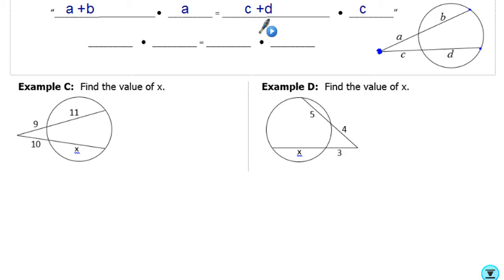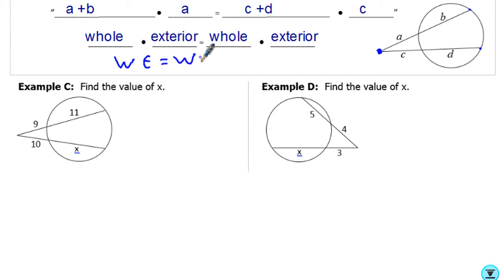Then we can say A plus B. So A plus B is this whole secant times A. So A is the outside part, or the exterior part, is equal to C plus D, so the whole thing, times the exterior part. In other words, you can say whole times exterior equals whole times exterior. Another way to remember this is wee wee. So we have PP, we have wee wee.